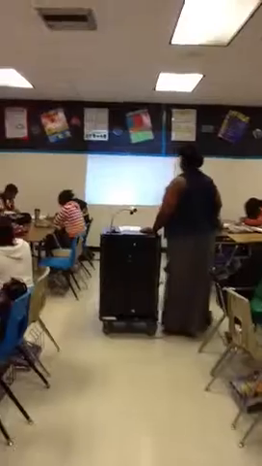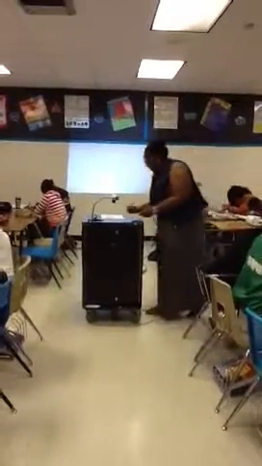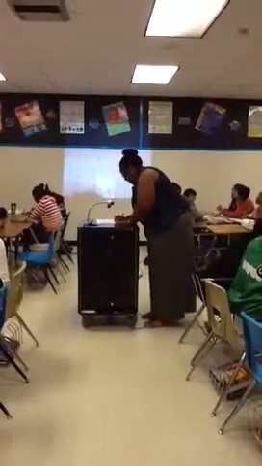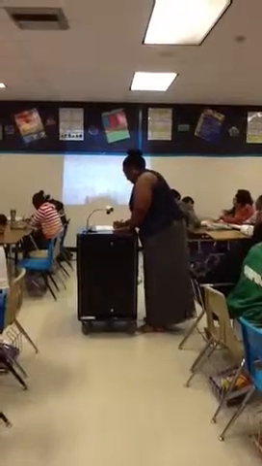Is 20 a perfect square? No, it is not a perfect square. So for right now, since we don't have a calculator, what do we do? Keep it underneath the radical, and that C squared just becomes C.